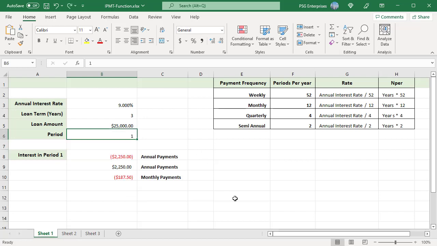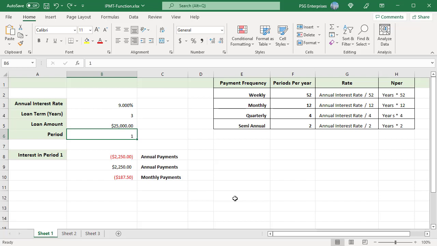When calculating the interest for different payment frequencies, you should always convert the annual interest rate to the corresponding period's rate and the number of years to the total number of payment periods. For rate, divide the annual interest rate by the number of payments per year. For total number of periods, multiply the number of years by the number of payments per year.